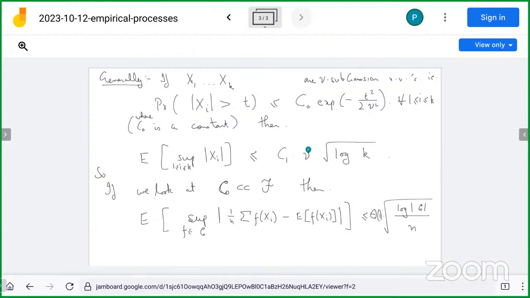Okay. Now, why does this follow? If it's a finite set, then this is coming from here. Why do I get nu equal to 1 by root n? Each f(X_i), because it was bounded between minus 1 and 1, is constant sub-Gaussian. When you sum over n, it's root n sub-Gaussian, and when you divide by n, it's 1 by root n.